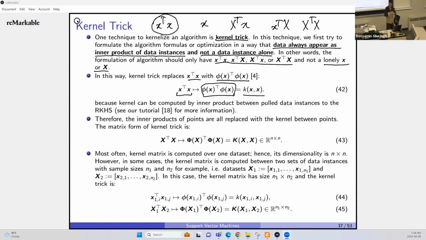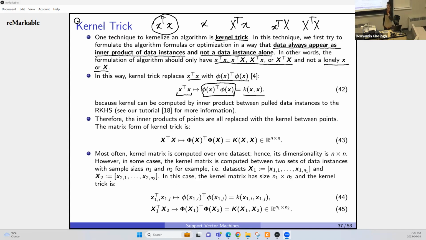So I'm replacing X transpose X, which is the similarity of X's, with phi X transpose phi X, which means their similarity in the feature space. So only similarity is important. Therefore, whatever is important in the feature space for me is phi X transpose phi X, not phi X alone. Similar to the way that in the feature space our formulation doesn't care where X is, our kernel trick also doesn't care where phi of X is. It only cares what the similarity in the feature space is.